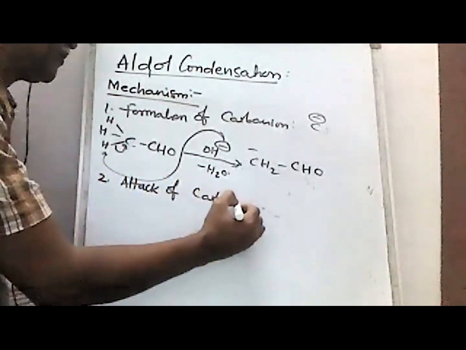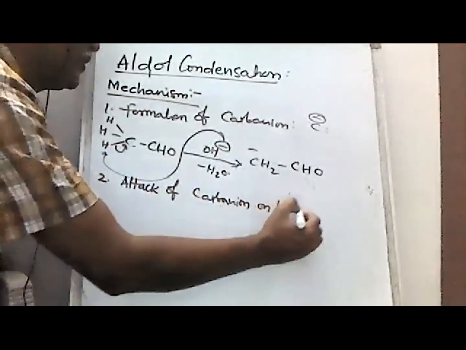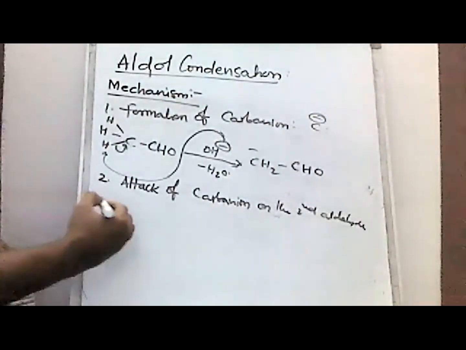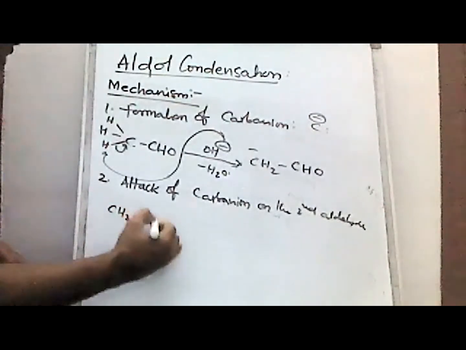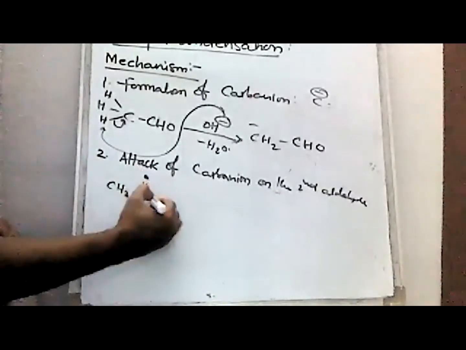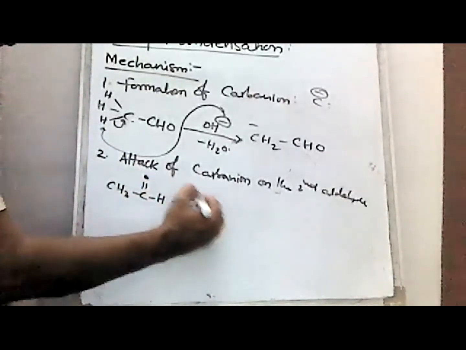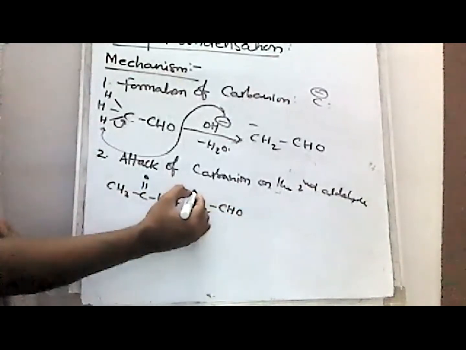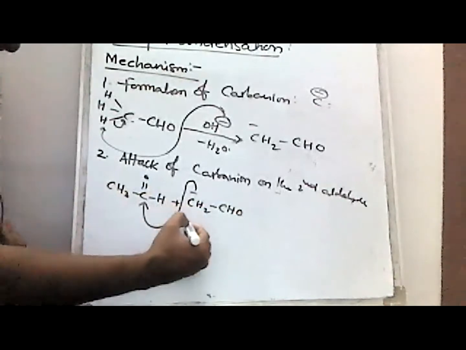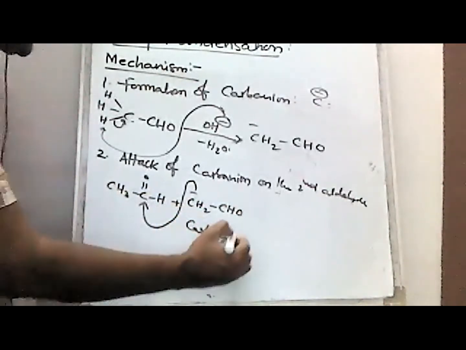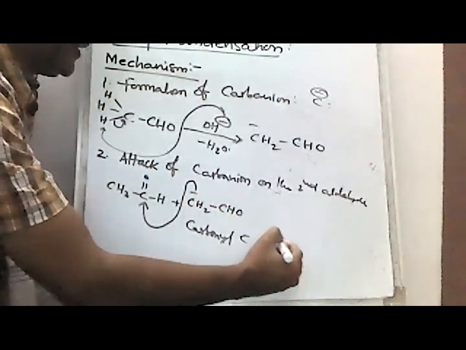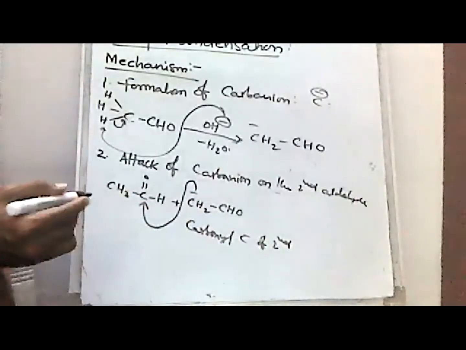In the second step, what happens is the attack of the carbanion on the second aldehyde or ketone. You see, CH3, C double bond OH, CH2 minus CH. Now this carbanion attacks the carbonyl carbon of the second aldehyde or ketone.